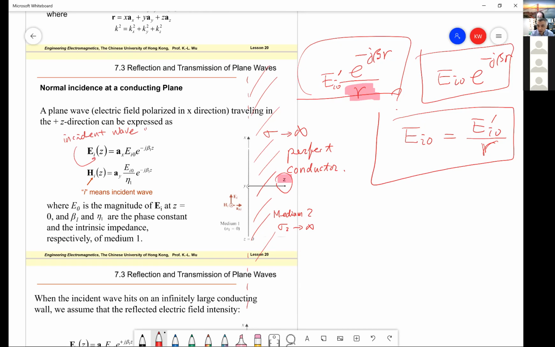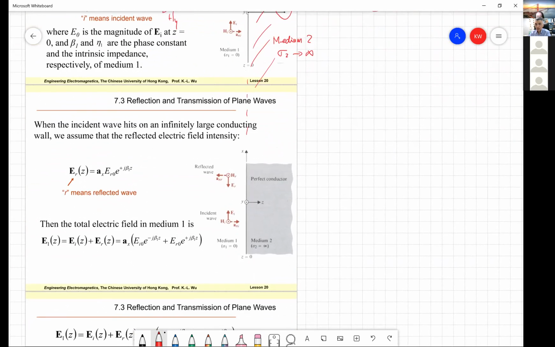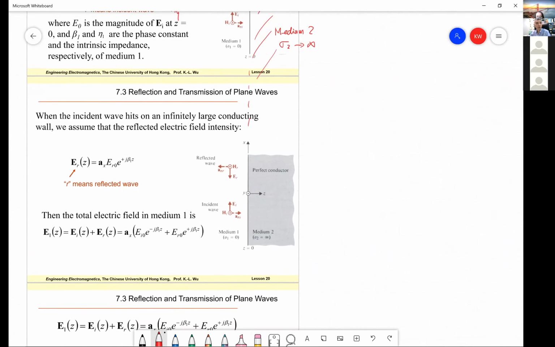Indicated by I, okay? I means incident wave. So this incident wave is coming with E_x, H_y in that direction, okay? Now it hits the wall. Then let's see what happens. Hit on the wall, what will happen? We can imagine, oh, we will have a reflection, right?